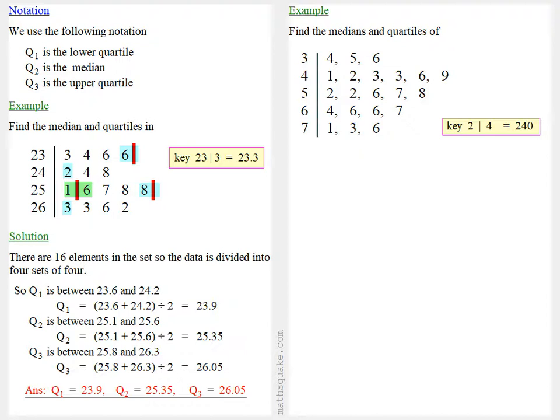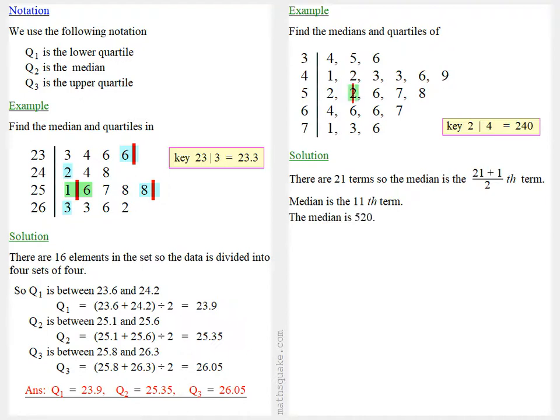Let's have a look at another example. Again, we've got a stem and leaf diagram, and we have to find the median and quartiles of it. To solve this, the first thing we do is count how many leaves there are, and that's 21. So there are 21 terms, and so the median is the 21 plus 1 over 2th term. Now 21 plus 1 over 2 is 11, so the median is the 11th term. That gives us that the median is 520.